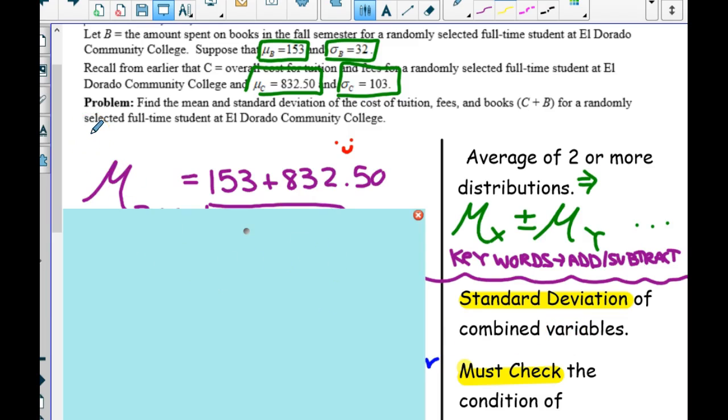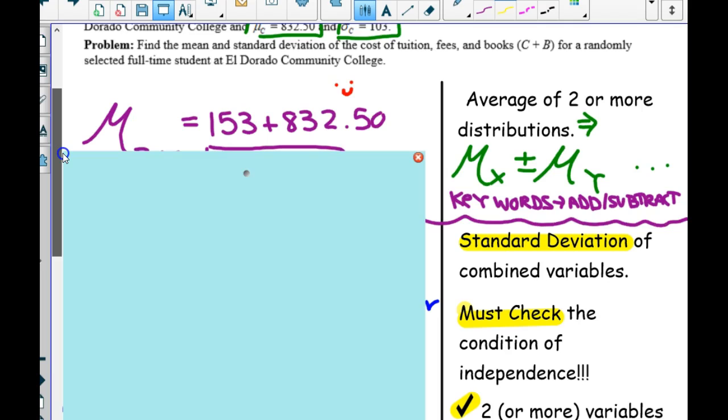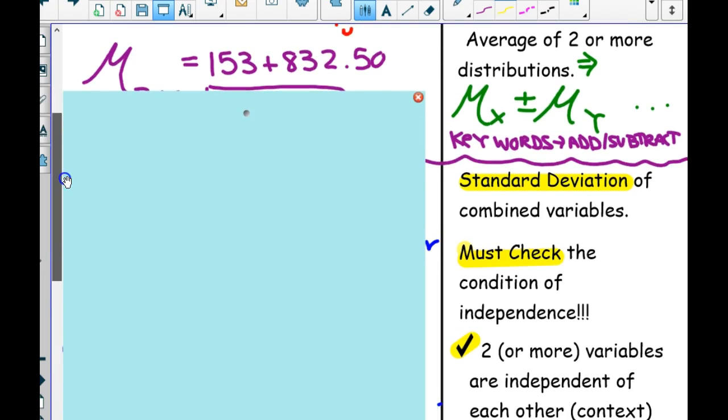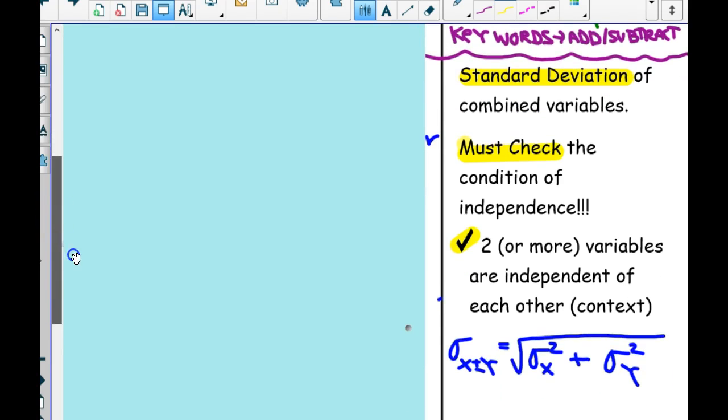Showing a condition is like showing your ID when you have to get on an airplane. You have to show your license. You have to take your shoes off before you go through the metal detector. This is a condition or they won't let you get on the plane. You have to show these things. Same thing here. We have a condition or we can't use the formula I'm about to give you. The standard deviation of the combined variables has a condition that the 2 or more variables that you're checking have to be independent of each other. And I'll show you how to check that in context.